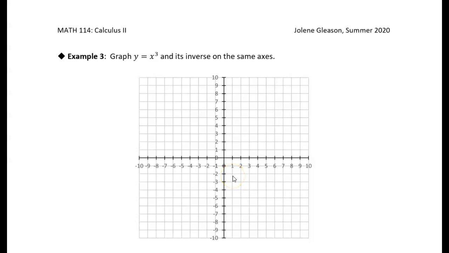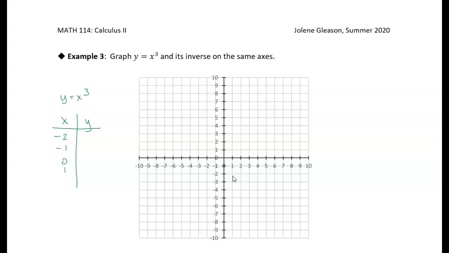All right, so in this example, we're asked to graph the function y equals x cubed and its inverse on the same axes. Let's first start with y equals x cubed. I'm just going to make a little table of x and y. That's an easy way to do it. I probably don't need a table, I could figure this out in my head, but I want to illustrate a point, so I'm going to make a little table.